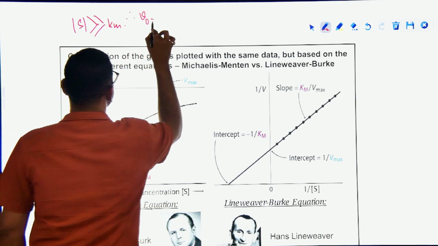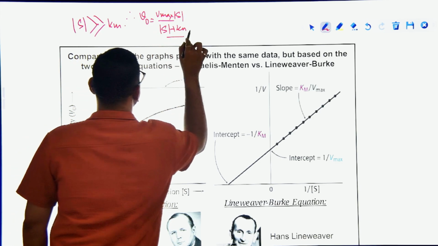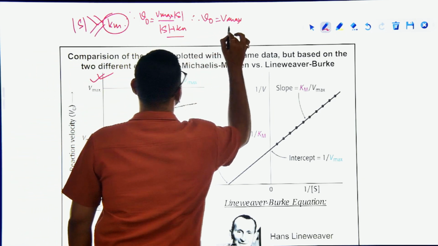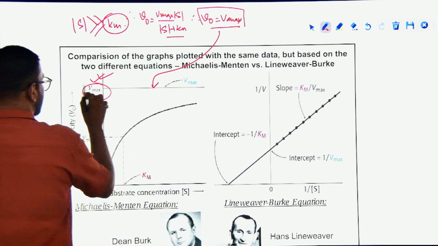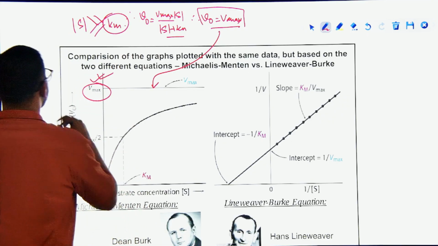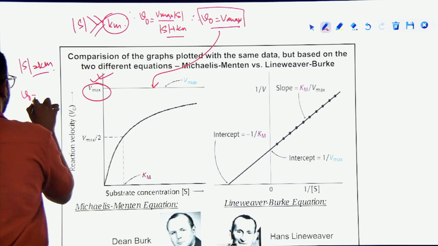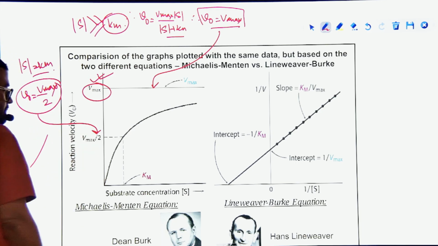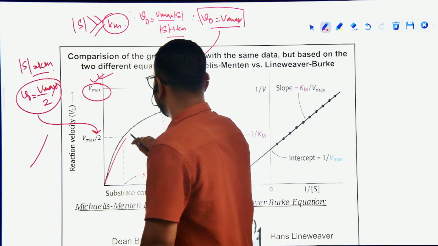Therefore, V naught equals Vmax into S by S plus Km. As Km is negligible, V naught equals Vmax. So this is plotted over here. Vmax, this should be the ultimate form. Whenever S equals Km, that is when V naught equals Vmax by 2. That is plotted over here. So finally, what we are receiving is a hyperbolic curve.